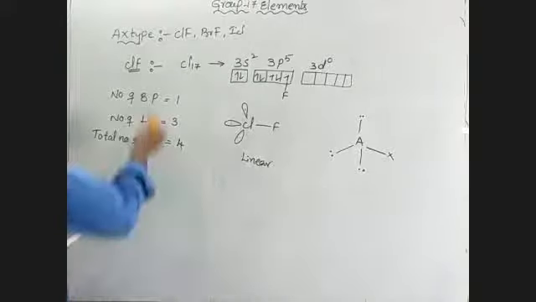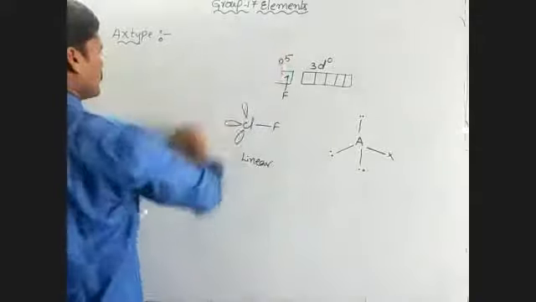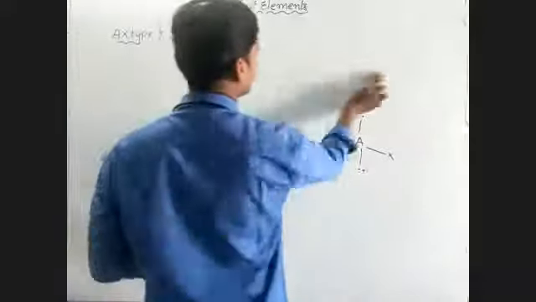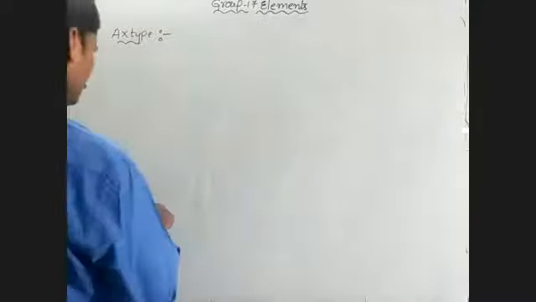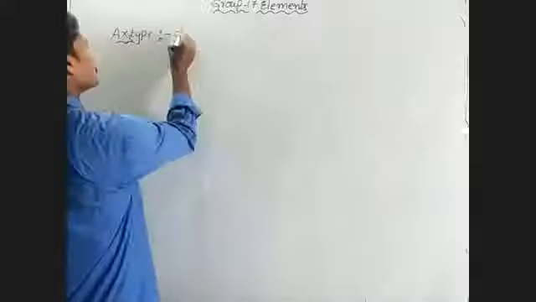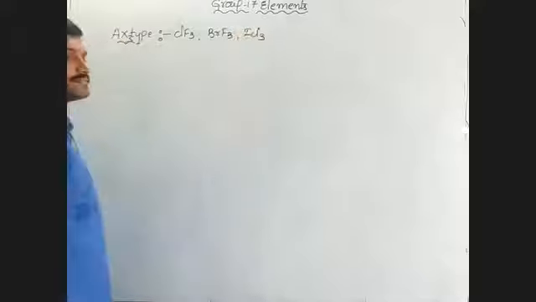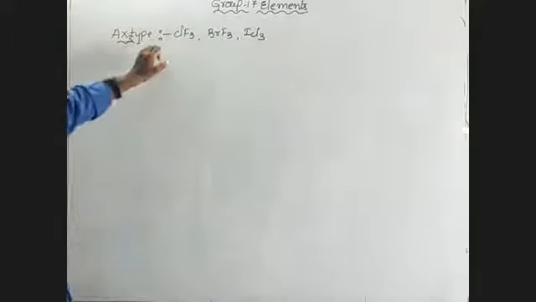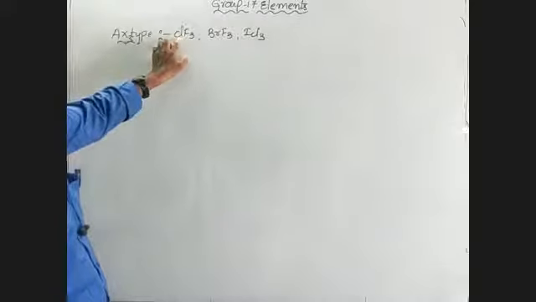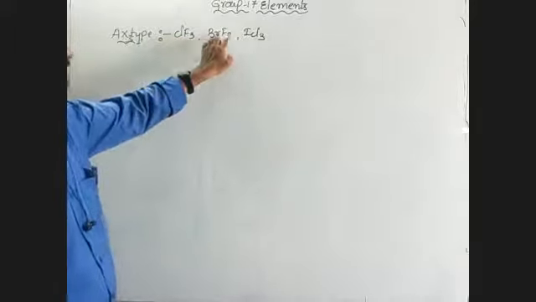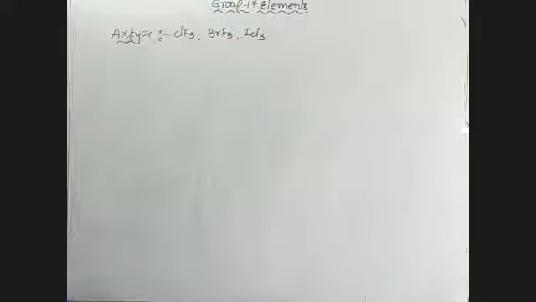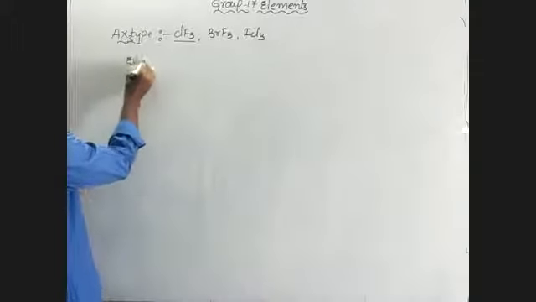the AX3 type of interhalogen compound. AX3 type, for example ClF3, BrF3, ICl3, etc. This is AX3: ClF3, BrF3, ICl3. We take one example here, the structure of ClF3.